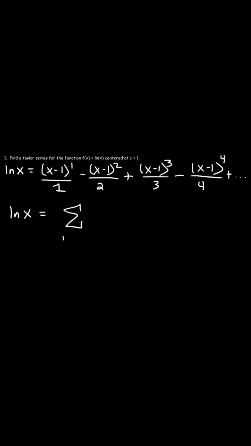So let's start with n equals 0, and we're going to go to infinity. When n is 0, we need to get 1 as an exponent. When n is 1, we need to get 2. And when n is 2, we need to get 3. So therefore, it's always 1 more than our n value. So we're going to have n plus 1.